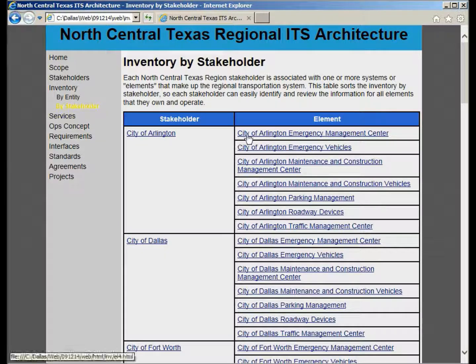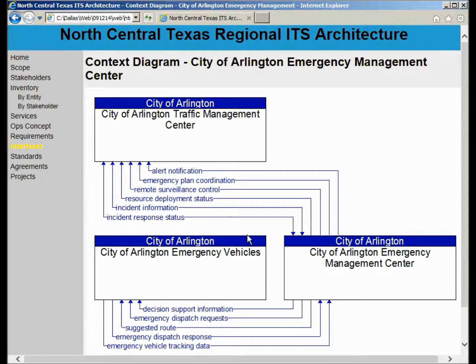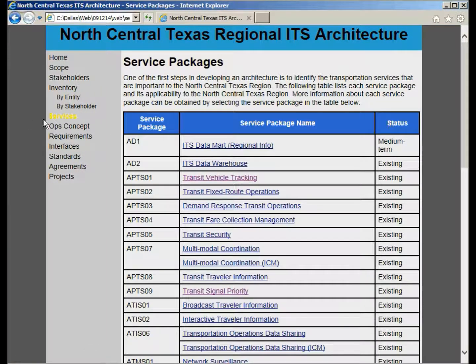By clicking on an element, you can view a description of the element, the stakeholder, its functionality, who it interfaces to, what other devices it interfaces to, and a context diagram that shows how it interfaces to those other devices. The Services button describes all the ITS services as defined by the National ITS architecture that are existing and planned in the region.